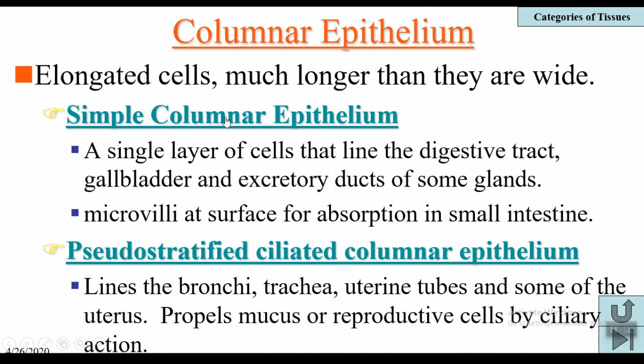This columnar epithelium is again divided into two types based on the number of layers. If it is having a single layer, it is called simple columnar epithelium. And if it looks pseudo stratified, even though it is not multi-layered but looks multi-layered, then it is called pseudo stratified columnar epithelium. Now let us have a look over the simple columnar epithelium.